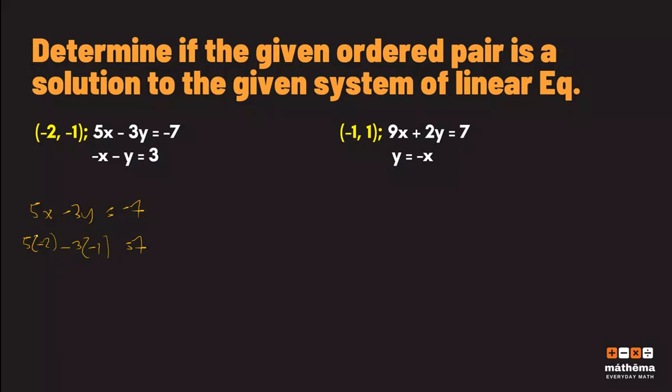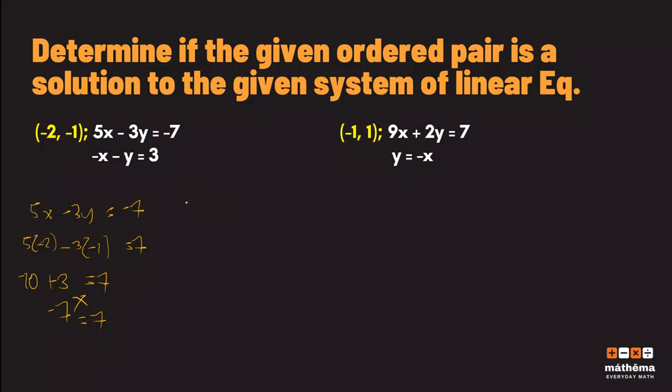So what is 5 times negative 2? That will give us negative 10. And then negative 3 times 1 is negative 3. Negative 10 minus 3 is negative 13, not negative 7. This is not correct.